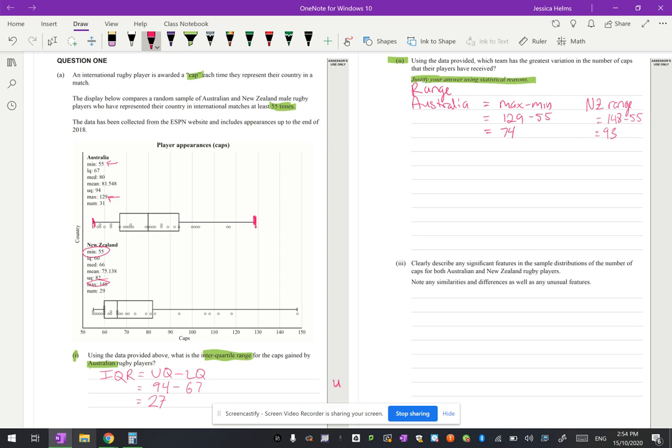Okay, so on the face of it, it looks like New Zealand's range is bigger. And so therefore you can make some sort of argument that New Zealand has more variation. Okay, now if you gave that answer, that would definitely give you an achieve for that mark. Now the reason that that answer isn't as good as the next one that I'm going to show you is because range is strongly affected by things like these outliers.